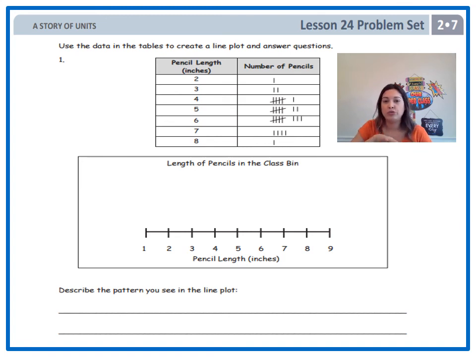So I want you to do the same thing. Just look at the numbers and put the tally marks, look at the tally marks and put the X's on your number line, and then answer the question. And then you go to the next page on the problem set, do the same thing, and then your exit ticket.